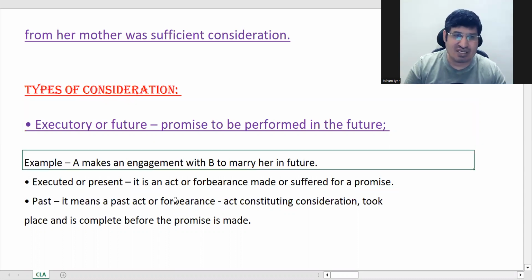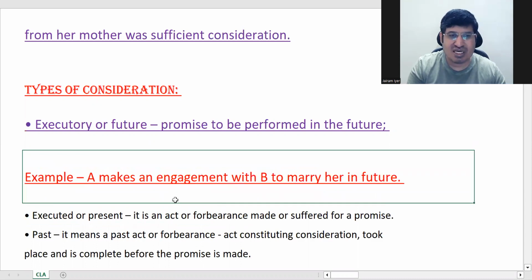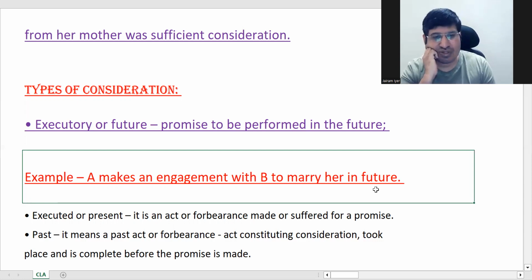An example for future consideration is A makes an engagement with B to marry her in future. In this case, both of their considerations are in the future. Again, you might argue that this is a social agreement, but it's just for the sake of explaining to you. A makes an engagement to marry her in future.